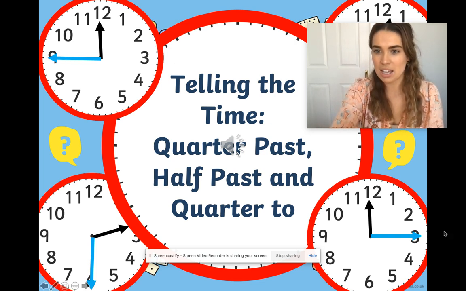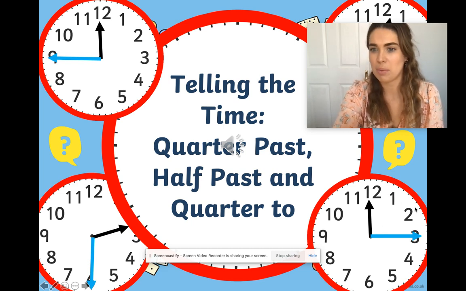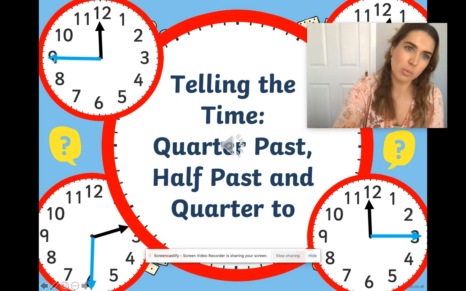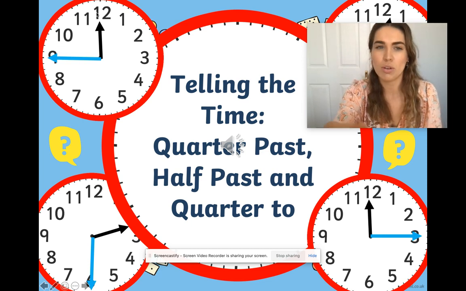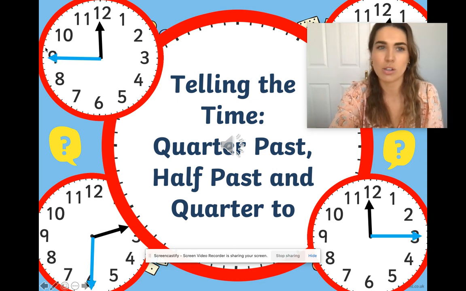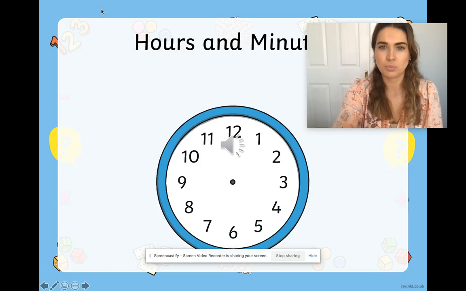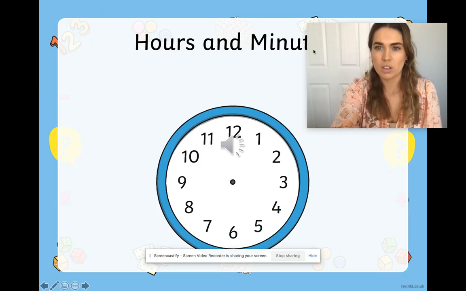That's because here the big hand has gone past the 12, so it's quarter past. And here it's on its way up to the 12, following the rules of clockwise direction on a clock. So we call it quarter to. It's only got a quarter to go to 12 o'clock.